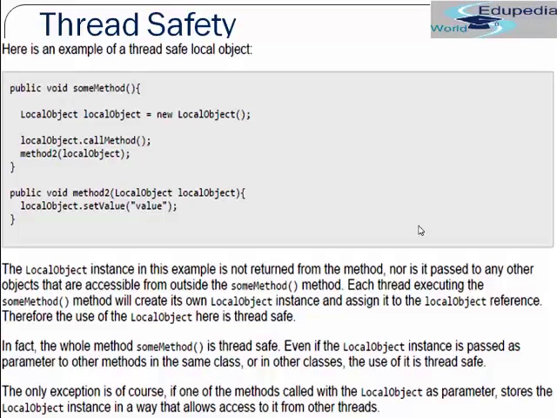Even if the local object instance is passed as a parameter to another method in the same class or in another class, the use of it is thread safe. The only exception is, of course, if one of the methods called with the local object as a parameter stores the local object instance in a way that allows access to it from other threads.